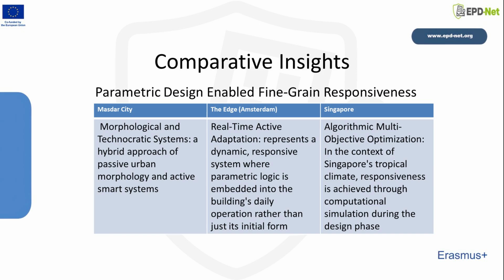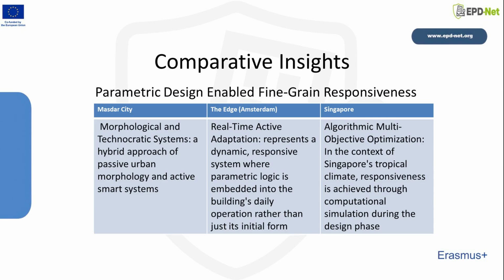The Edge, Amsterdam, real-time active adaptation. The Edge represents a dynamic, responsive system where parametric logic is embedded into the building's daily operation rather than just its initial form. The building utilizes an interconnected network of environmental sensors to monitor occupancy, temperature, and light. Advanced algorithms analyze this data to modulate artificial lighting and climate control in real time, effectively introducing a dynamic measure that adapts instantly to environmental variations.